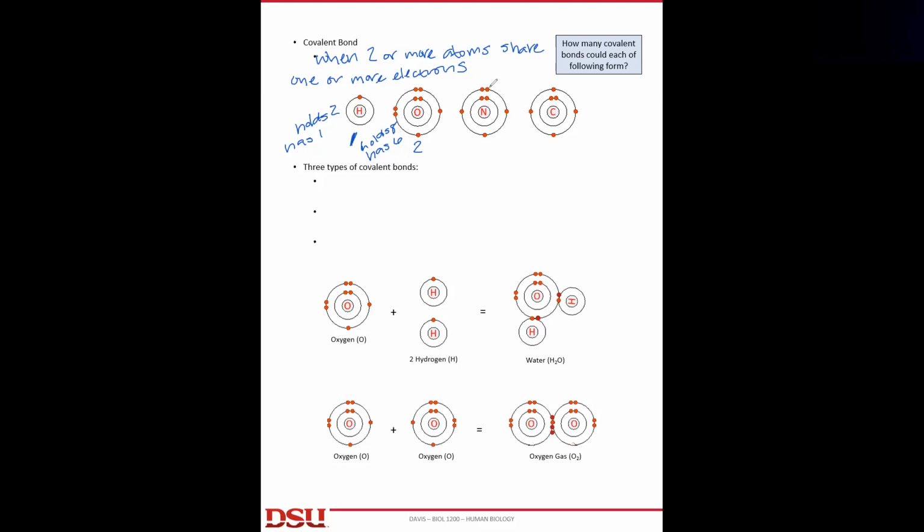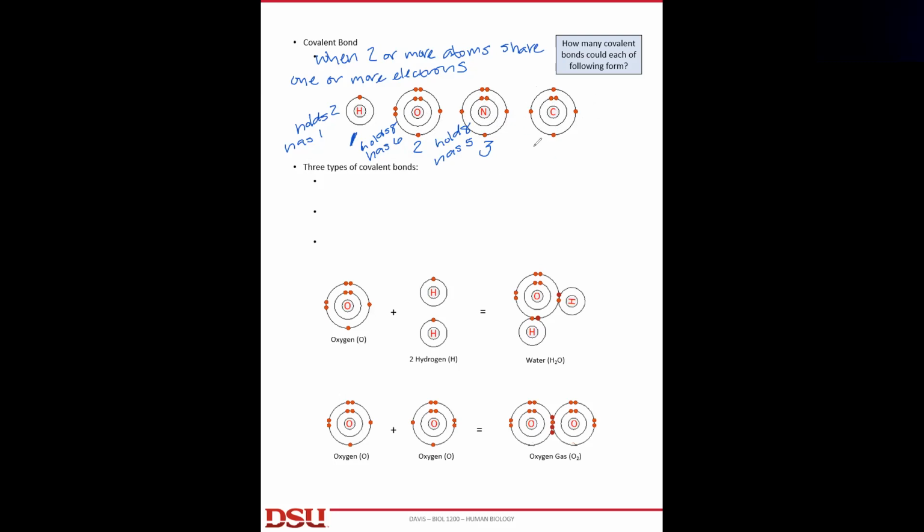Nitrogen has an atomic number of 7. Its outer shell has 2, 3, 4, 5. So again, this is going to hold 8. Has 5. 8 take away 5 is 3. It can form 3 covalent bonds.